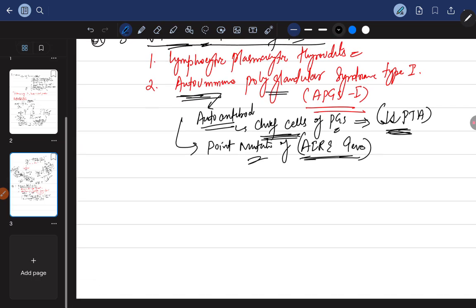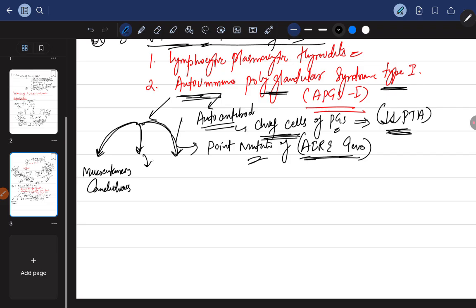Okay, in humans, in people, APGS type 1 is characterized by three conditions. It is not commonly seen in dogs and cats, but sometimes in dogs you can see this, though mostly in people. Whenever there is APGS type 1, there will be mucocutaneous candidiasis.